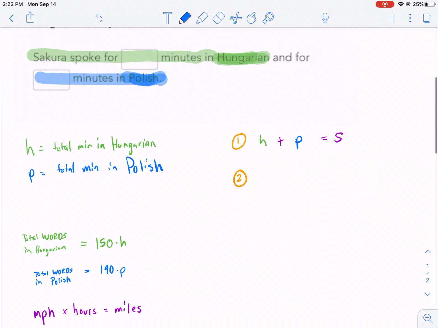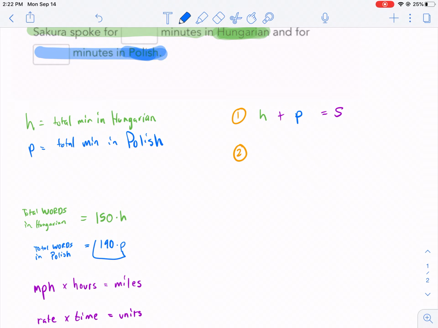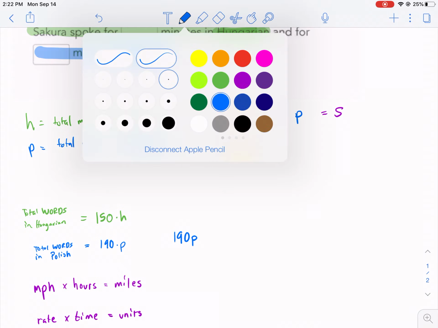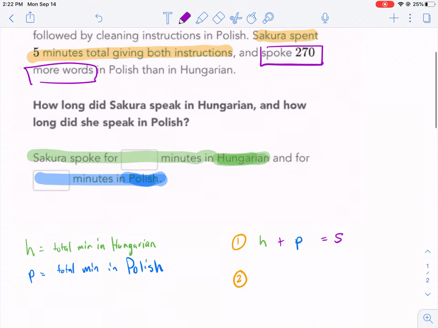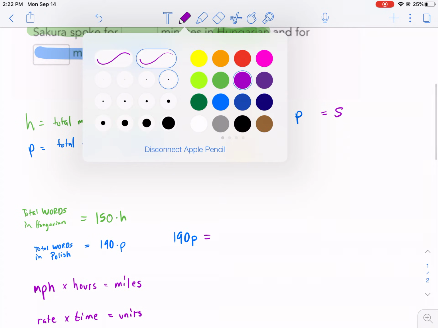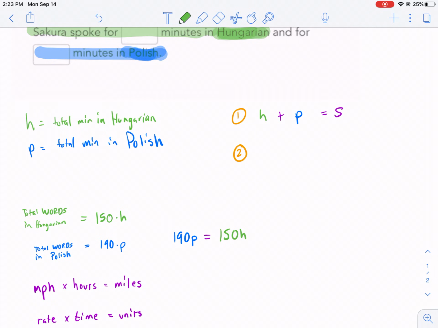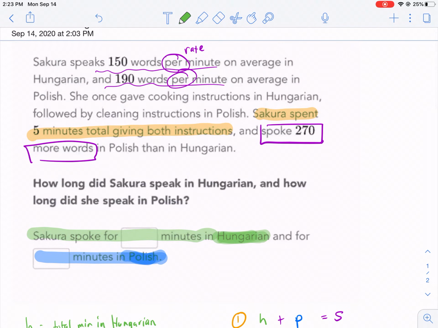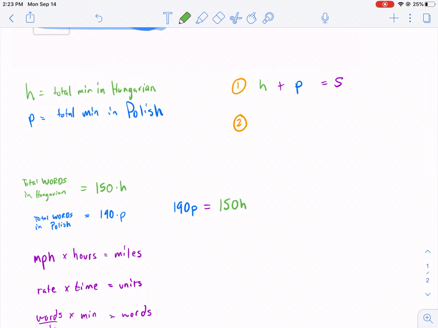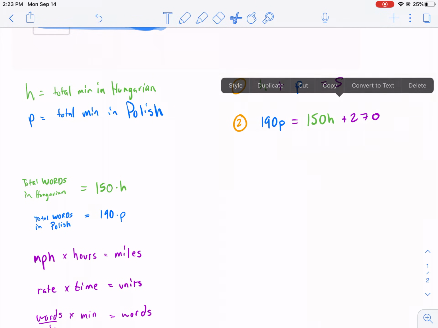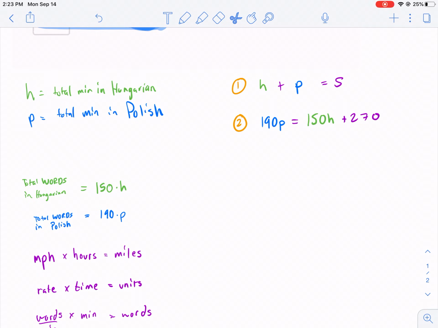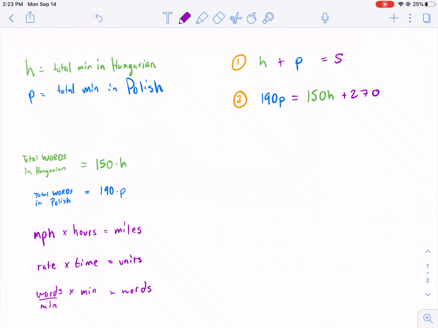Now, what do we know? We know that the total number of Polish words, that's 190p, is equal to the number of Hungarian words, but it's more than that. It's not just the number of Hungarian words. It's 270 more than the Hungarian words. So how do we account for 270 more than that? Well, we have to add 270 to the Hungarian words in order to equal the number of Polish words. Okay, so that's the trickiest part. This is the tricky part of this problem.